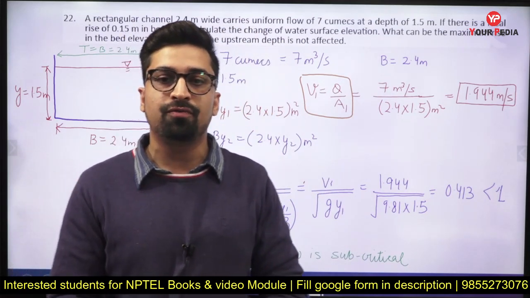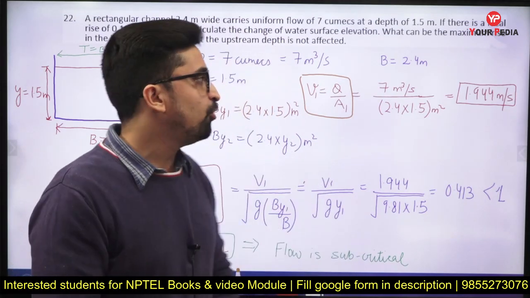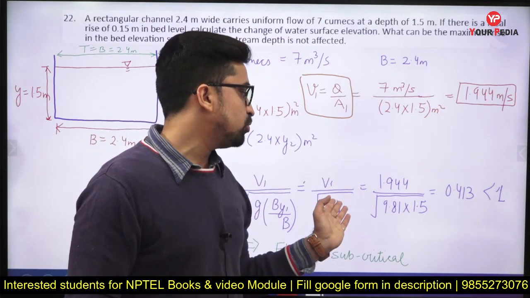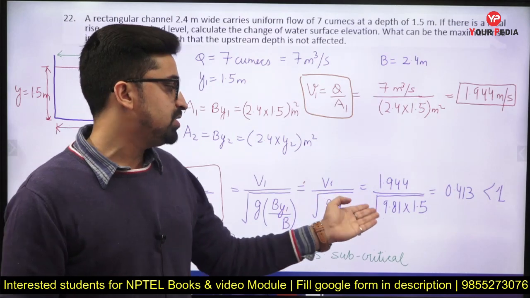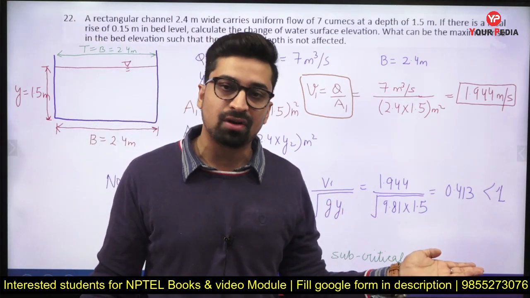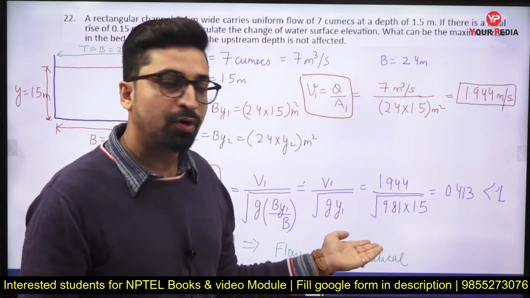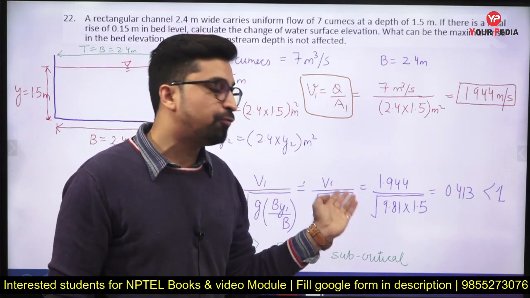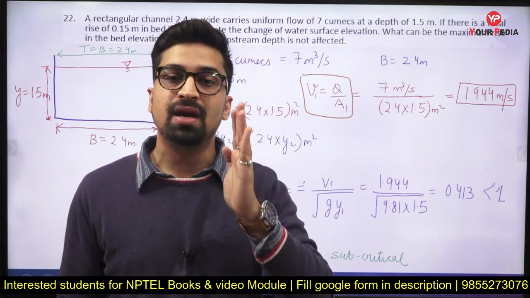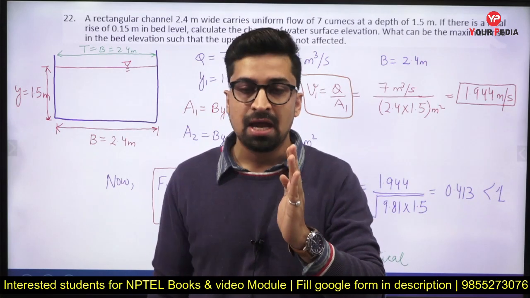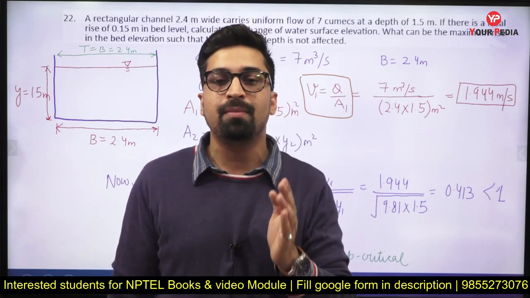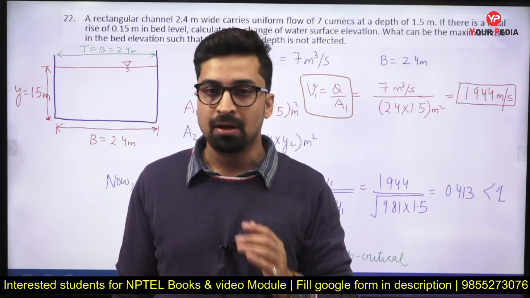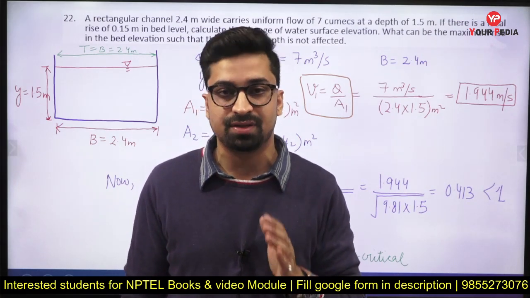Now we just need to substitute the values of V1 and y1. We have already calculated the value of V1, which is 1.944 meter per second, so we substitute V1 as 1.944 meter per second upon root of g, where g is 9.81, we all know that acceleration due to gravity is 9.81, into the depth of flow y1. Basically we are calculating the Froude number at section 1-1, and whatever the nature of flow comes at section 1-1 will remain the same at section 2-2 as well, because the nature of flow doesn't change.